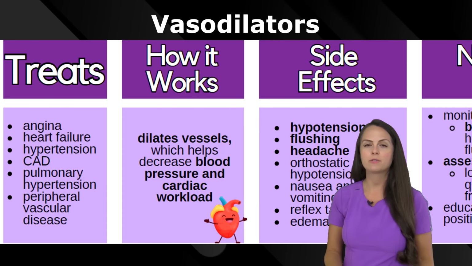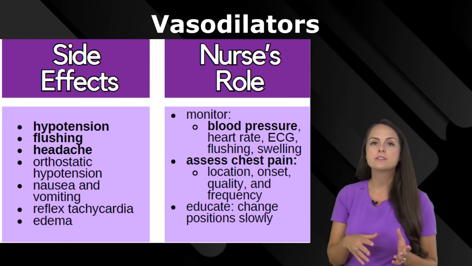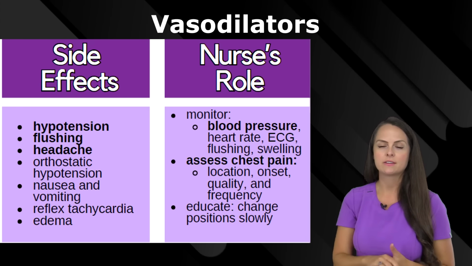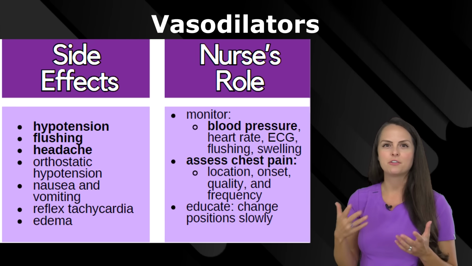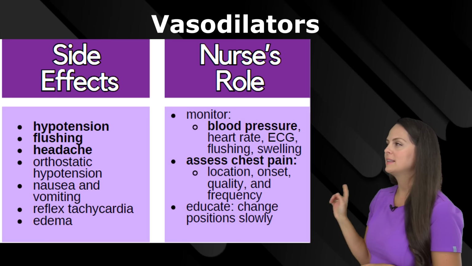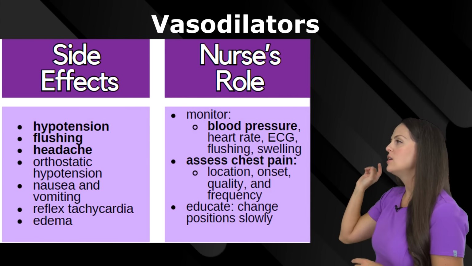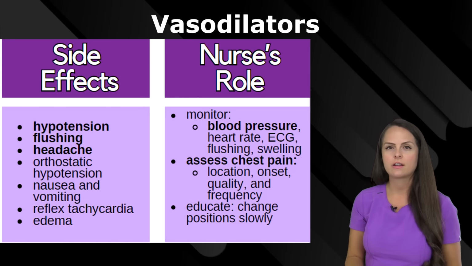So when you dilate, what's going to happen? It can cause side effects of hypotension. It can also lead to flushing. A big thing, like with nitroglycerin, if you ever give it sublingual, you can see that the patient starts to get flushing, their face becomes red, and they feel really hot. Also, it can lead to those wonderful headaches, like those nitroglycerin headaches, orthostatic hypotension, nausea, vomiting, reflex tachycardia, and edema.